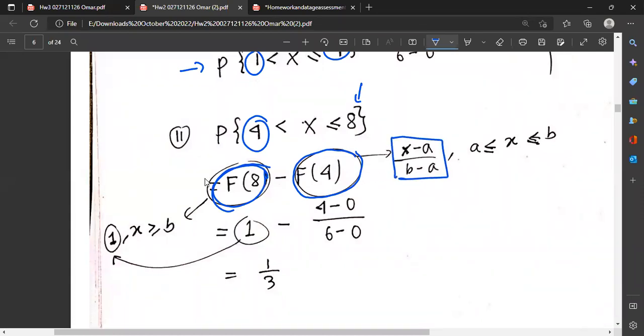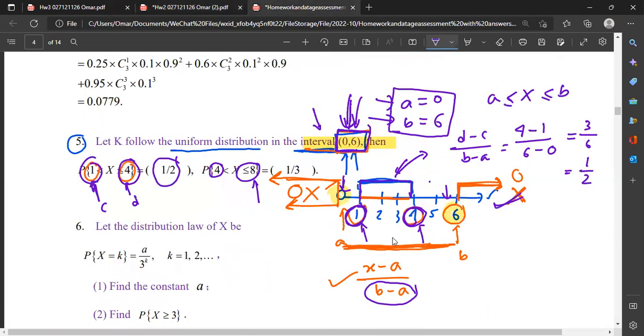But for F of 8, 8 is not inside of our interval. So the probability will be 1, because you know that it's out of the interval. So it's called total probability, okay?